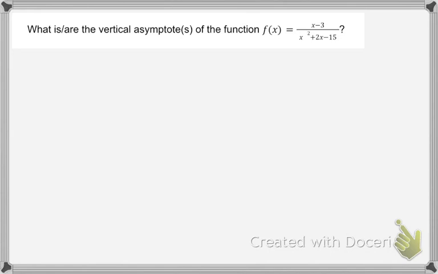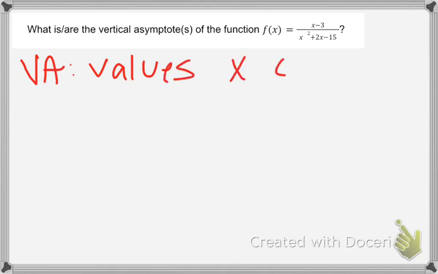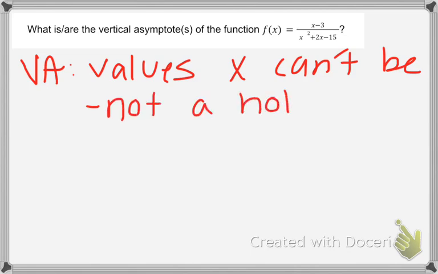So what we need to remember here is what a vertical asymptote is. Those are going to be the values that x can't be. Making sure that it isn't a hole, because holes will also be values x can't be. So what we need to do then is distinguish the difference between a hole and a vertical asymptote.